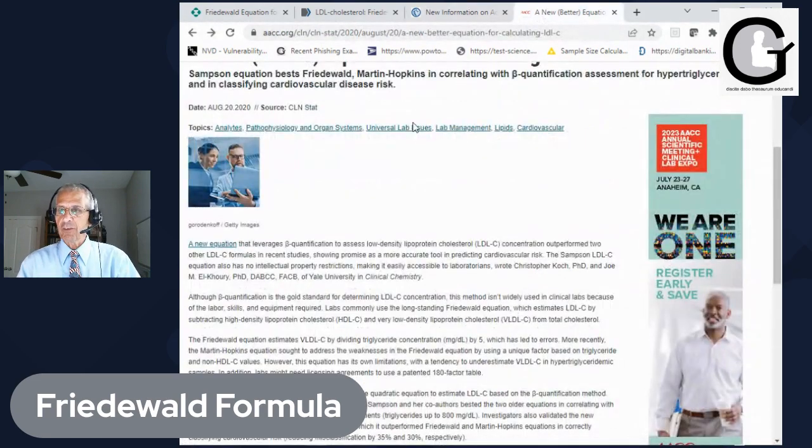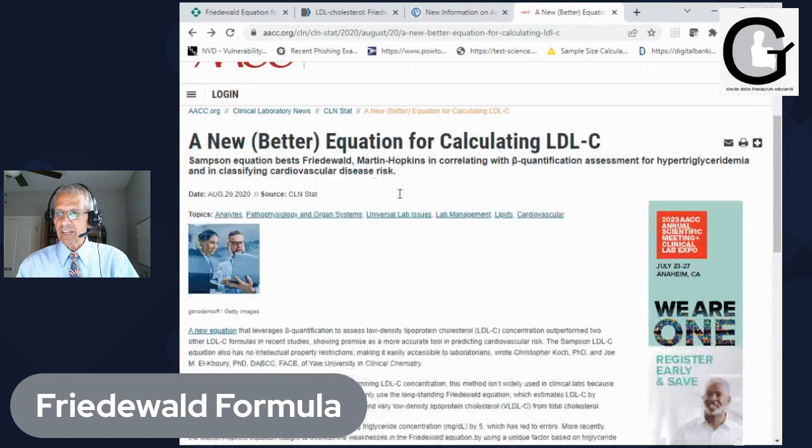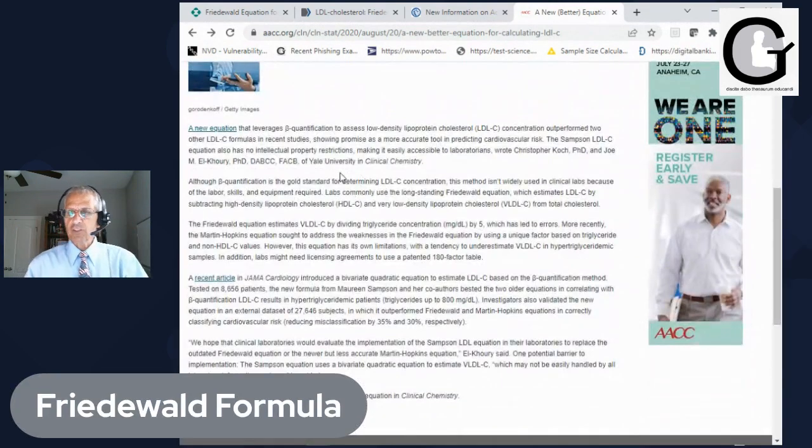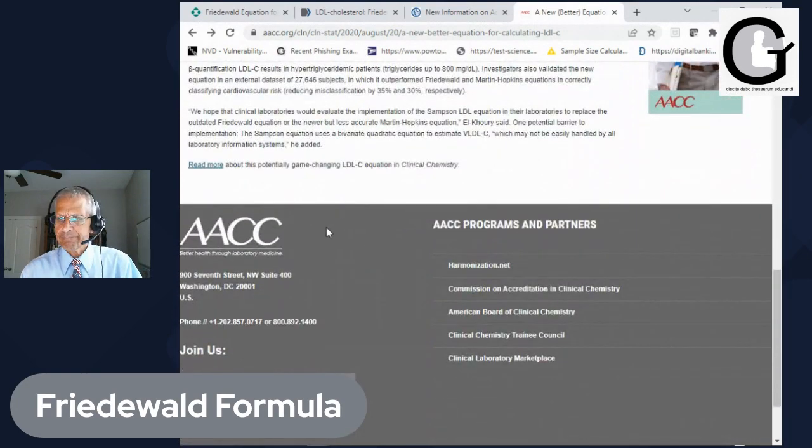Now, a new better equation. Here it comes. This is interesting because I took a look at AACC and I said, "Gee, what's AACC?" And they don't say that anywhere in here. It's the American Association of Clinical Chemistry. It's basically the health labs, is what it is. So that's what AACC stands for.